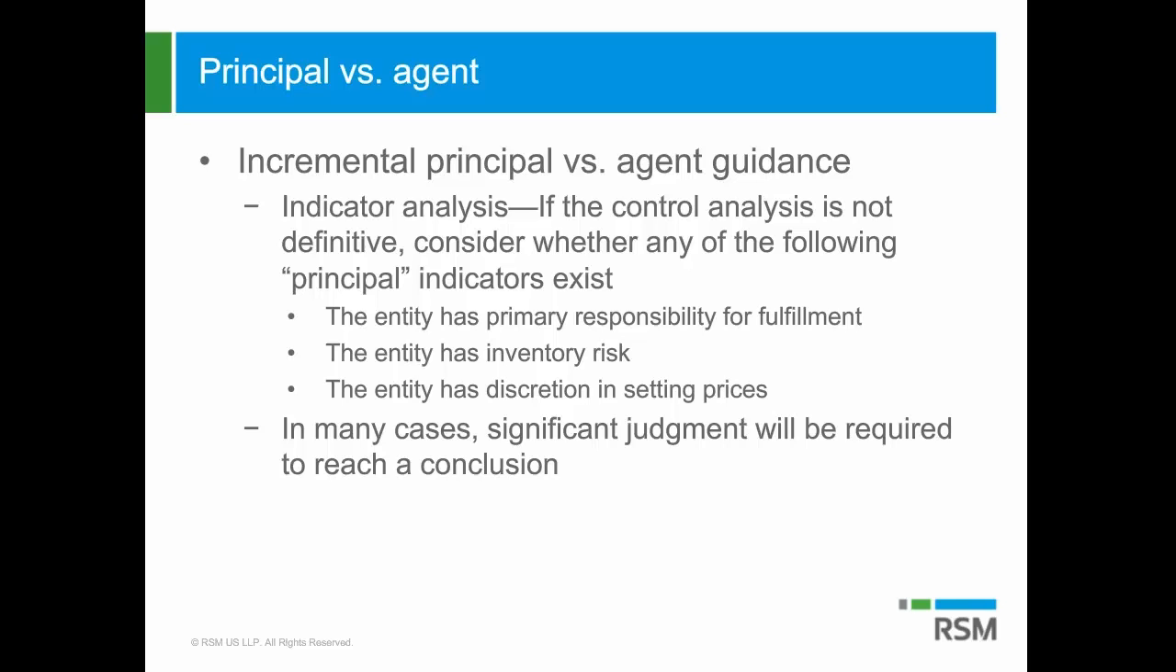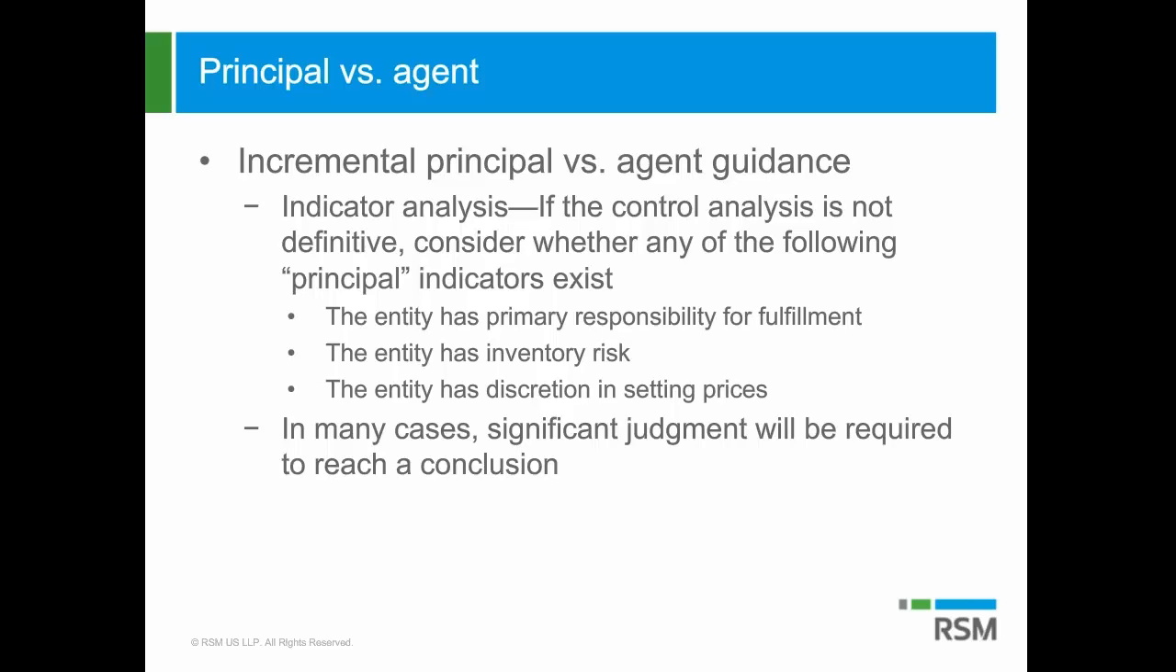So you see the indicators here: primary responsibility for fulfillment. So is the customer looking to you as the vendor here? Are they looking to the third party? Do you have some inventory risk? Can you set the prices at a price you want? These are all indicators that you obtain control before transferring it to a customer.